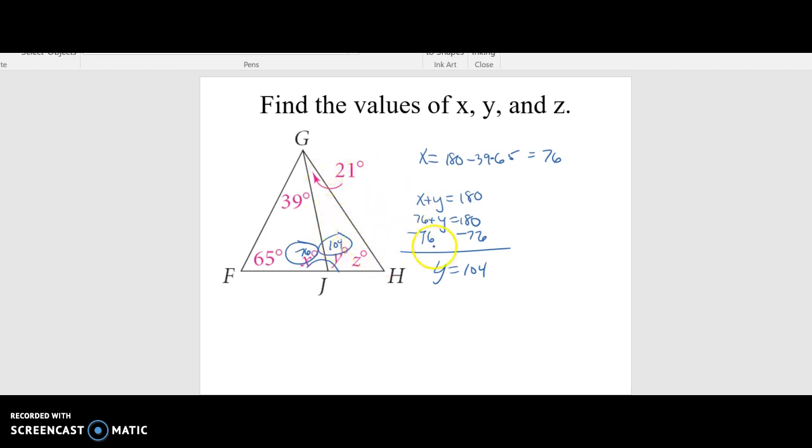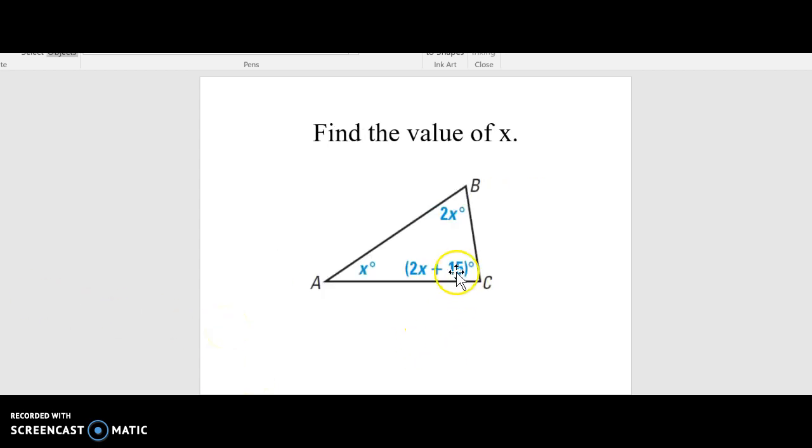And now I can use this triangle on the right side to find z. z would be 180 minus 21 minus 104, which would give you 55 degrees. Now, some people will also take these two angles, add them together, and use this big triangle to find z. So there are many different approaches to that problem.